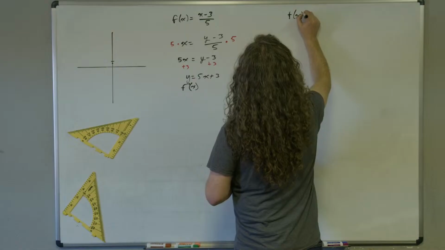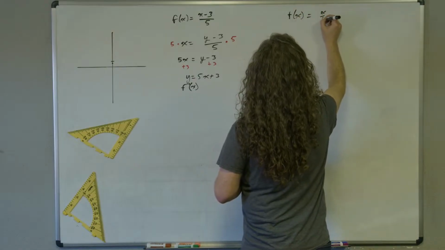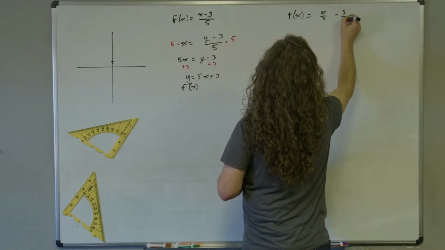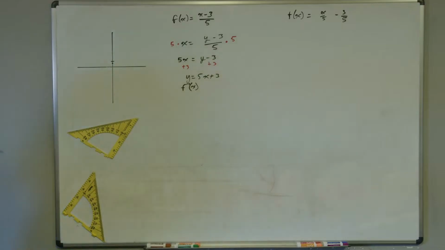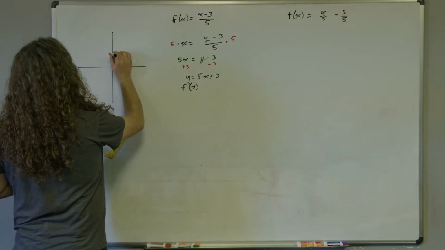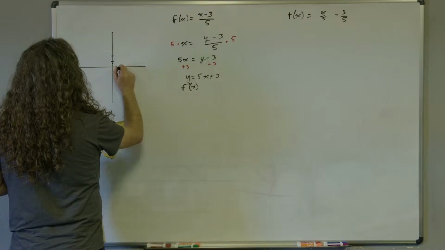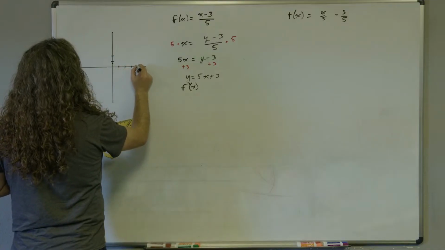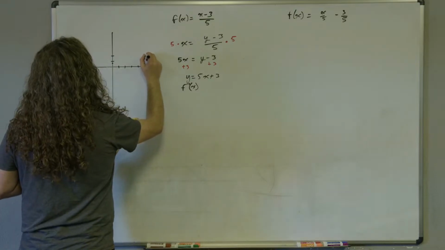F of x equals x over 5 minus 3/5. What's the slope? 1/5. So up 1, right there-ish, over 1, 2, 3, 4, 5, right? So about like that.